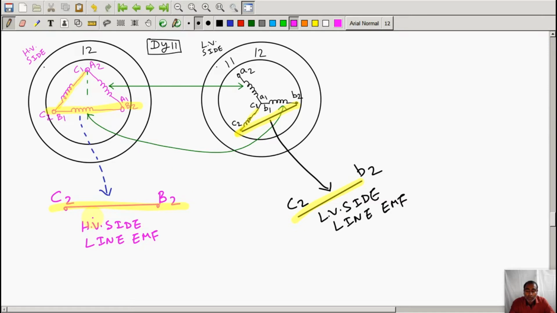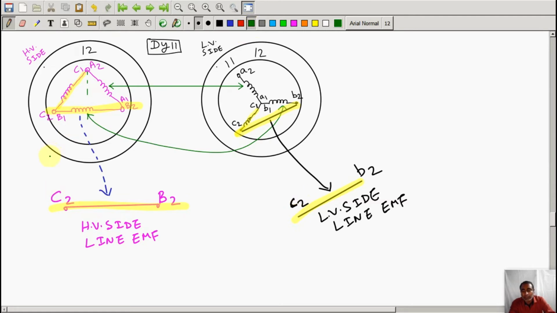So now we can either join capital C2 with small c2 or capital B2 with small b2, so that we actually get the idea. What kind of idea? That the line voltages on HV and LV side have a phase difference of 30 degree or not, because we are doing the phasor group connection for DY11. So you can join either capital C2 with small c2 like this.